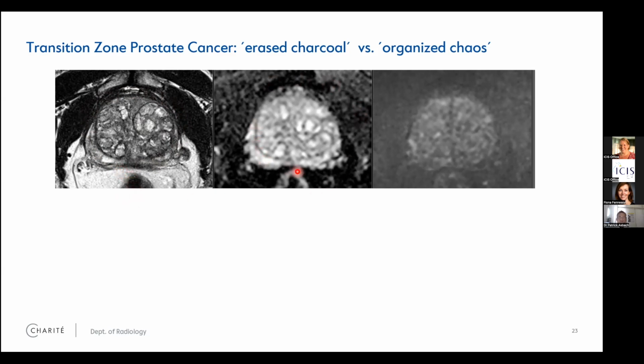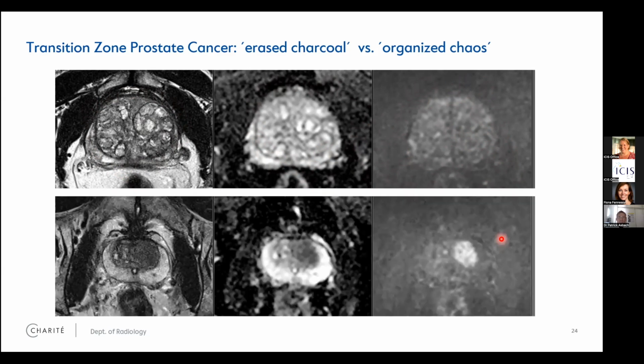The middle image again shows the ADC map. So there's no area of marked diffusion restriction, mirrored by this high B value image. There's no area of increased signal, so no abnormality on the diffusion weighted sequence. In contrast, on the bottom of the slide now, I show you a typical prostate cancer case in the transition zone.